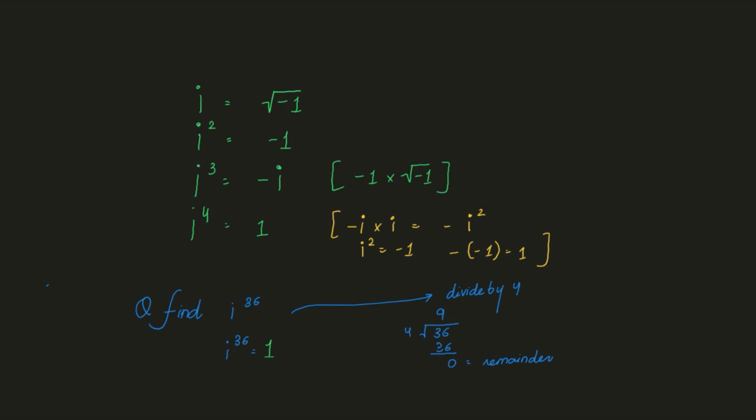So here's one thing that they can do to you, right? In one of the questions, they can ask you to find i to the power 36. So a very simple way of going about such questions is to simply divide this power by 4. For example, we're dividing 36 by 4 and we get 9 and the remainder is 0. So the power is a multiple of 4. And by virtue of that, we can say that i to the power 36 is 1.